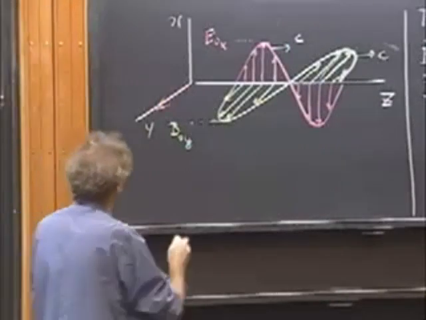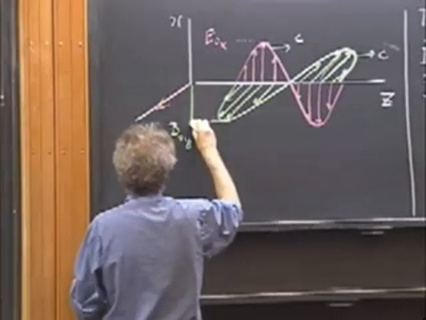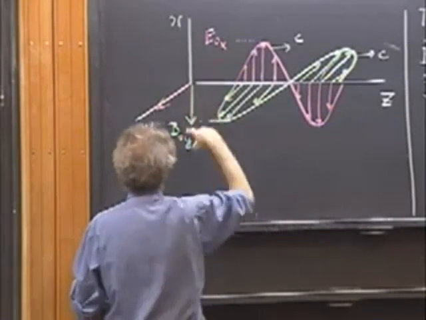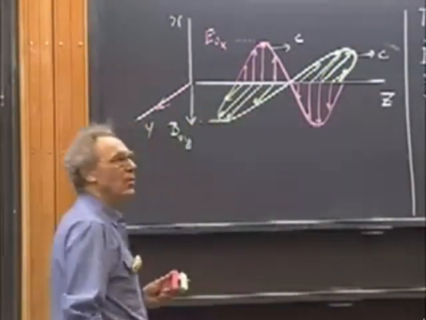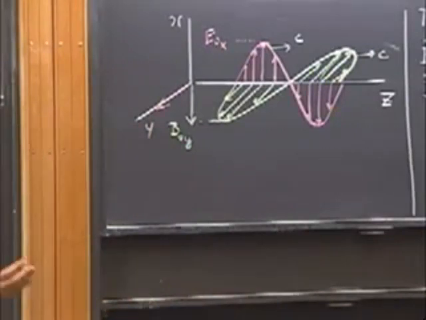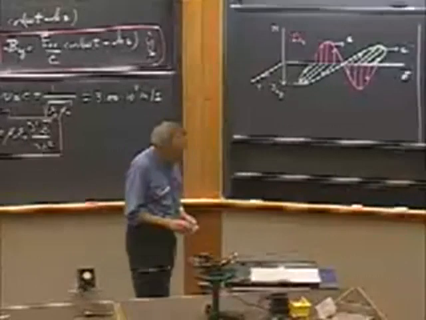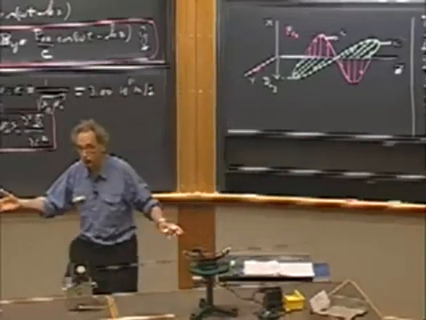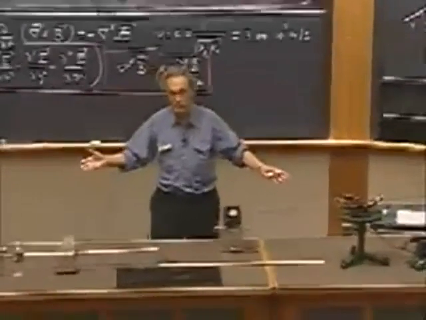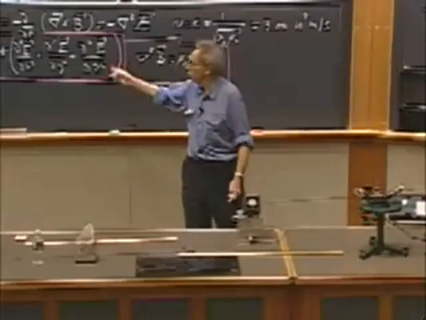At this moment in time, it would be coupled to a B field which is in the minus x direction, so that E cross B is still in the direction of propagation. And that would also be a perfect solution to the wave equation. And so the sum of the two, or any linear combination of the two, should also be a solution to our wave equation.